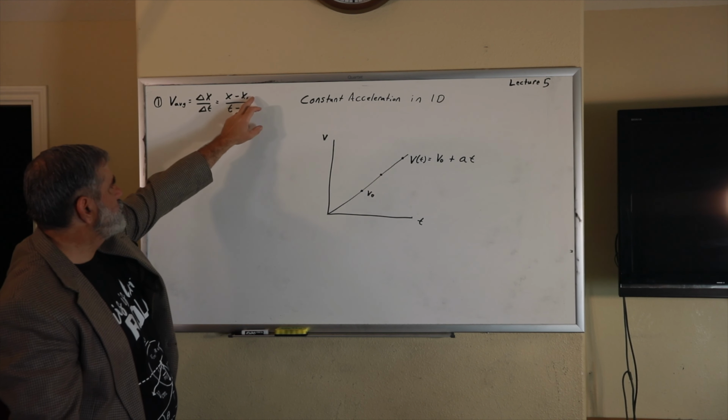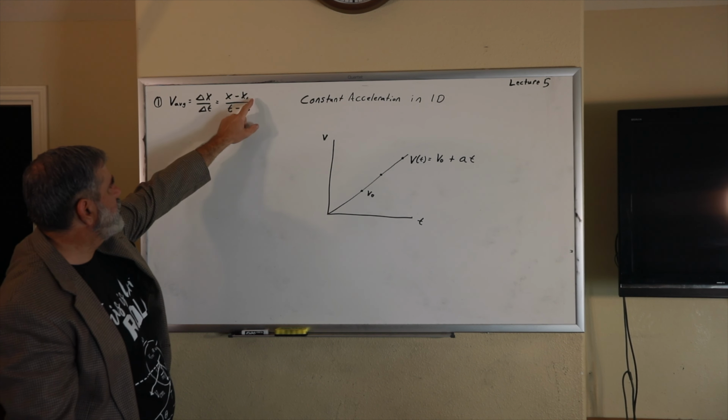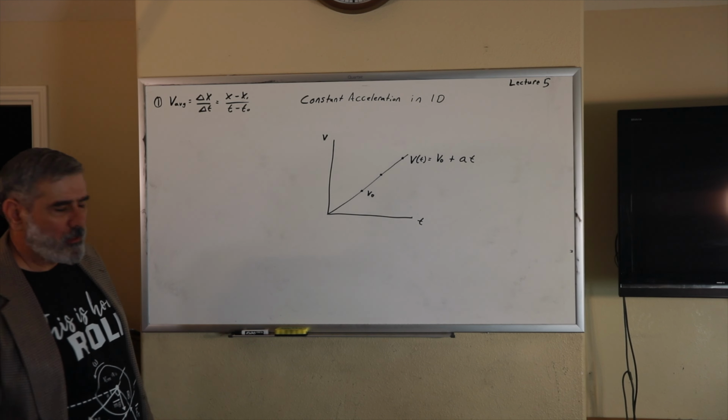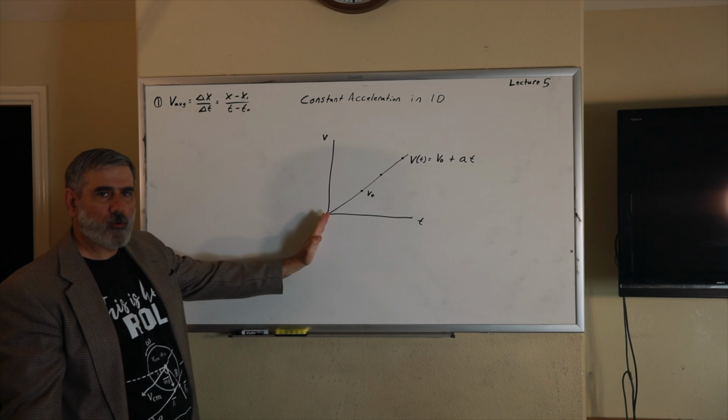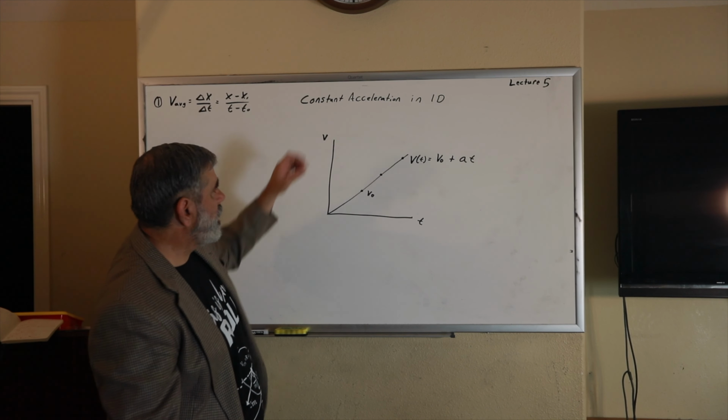I tend to use x naught for our initial position, and that's what x naught means here, and also t naught means our initial time. Usually we take that to be 0. It means that our ruler is lined up with 0, so x naught is 0. All right, now, I also want to consider a constant acceleration.